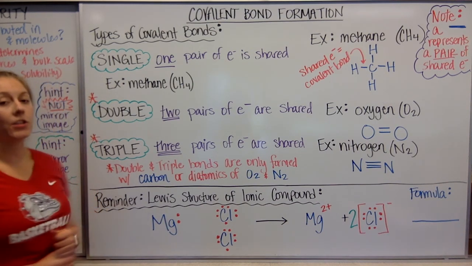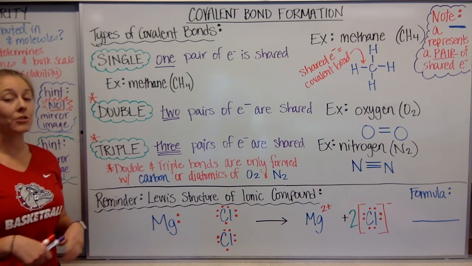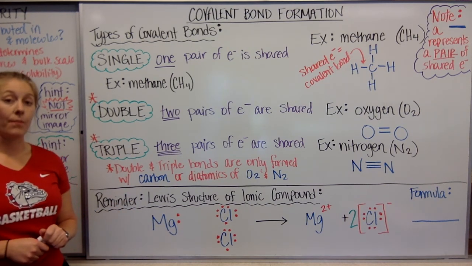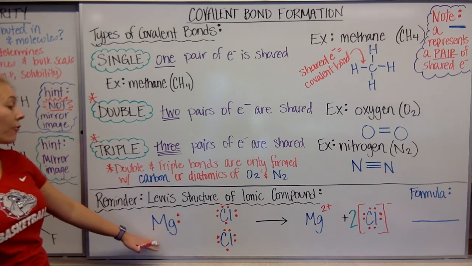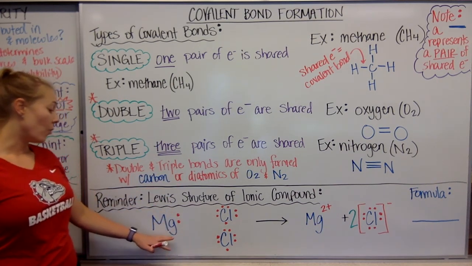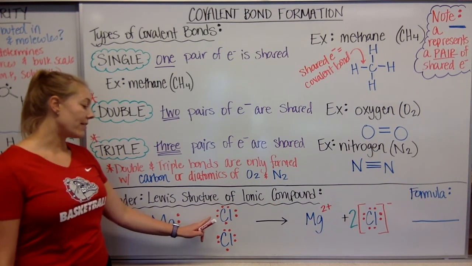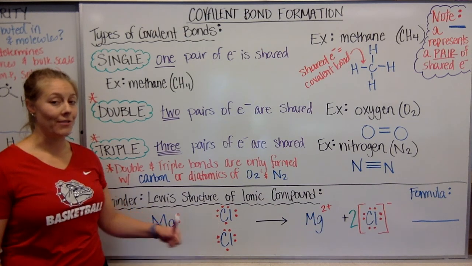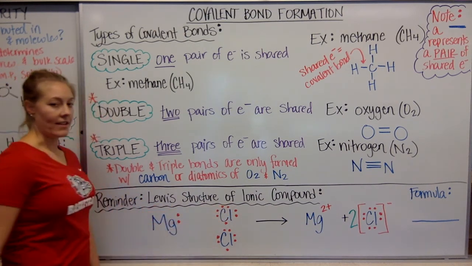Now, before we move on to the Lewis structures of molecules, I want to make sure that you remember the Lewis structures of ionic bonds so that you can see the difference, okay? So just a quick refresher, for Mg and Cl, we have Mg with its 2 valence electrons paired on the right, and we have Cl, I already drew in the 2 Cls because we're going to need 2 Cls, with their 7 valence electrons each, okay?